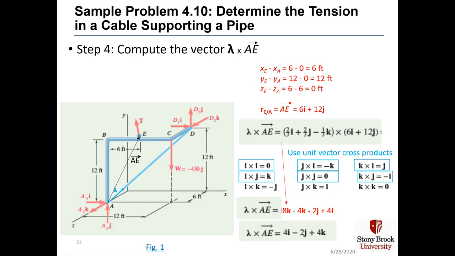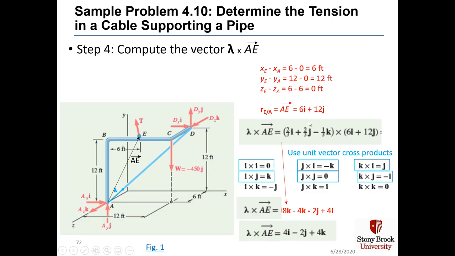Now we can compute the vector lambda cross AE. X sub E minus X sub A is 6 for E, there's our 6, minus 0 is 6. Y sub E minus Y sub A is 12 minus 0. Points A and E have the same Z value of 6, so 6 minus 6 is 0. And r sub E/A is vector AE, so that's 6 times I plus 12 times J.